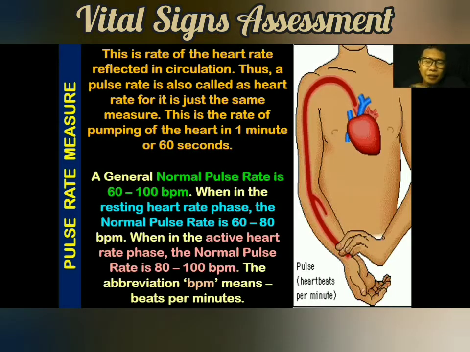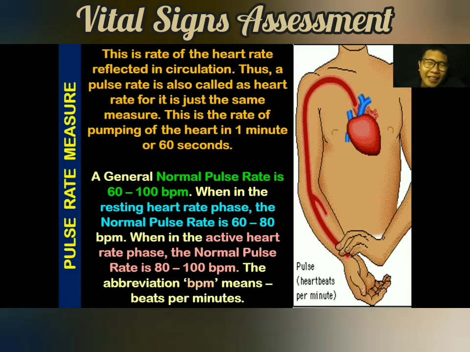Now, let us try to explain pulse rate deeper. Pulse rate is the rate of the heart that reflects its circulation. Thus, a pulse rate is also called a heart rate, for it is the same measure. This is the rate of pumping of the heart or the pulse in your hand in 1 minute or 60 seconds. Now, a general normal pulse rate is between 60 to 100 beats per minute.